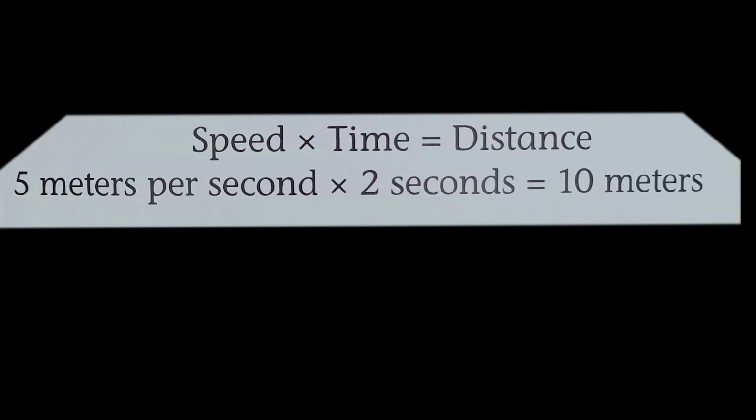Well, distance equals speed times time. Therefore, 5 meters per second times 2 seconds equals 10 meters.